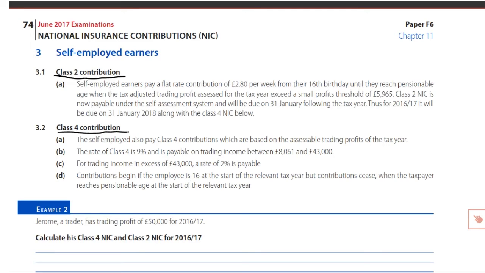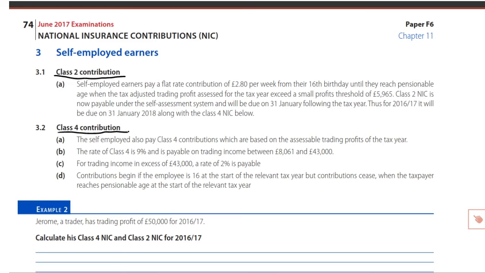Class 3 is where voluntary contributions are paid by the individual. You might think, who would voluntarily pay tax? But the idea of why you might do it is to preserve your right to certain state benefits, not least your state pension. That will depend on for how many years over your working life you have been paying national insurance contributions. So as not to create a gap in that, you may indeed make voluntary contributions if you're looking to maintain your right to that specific state benefit.